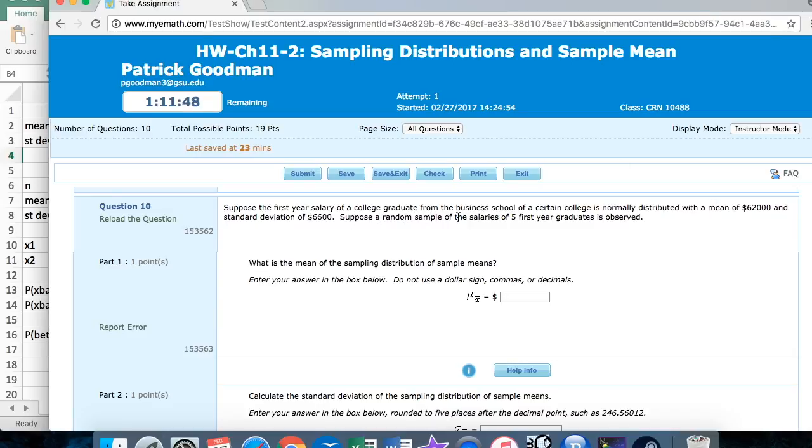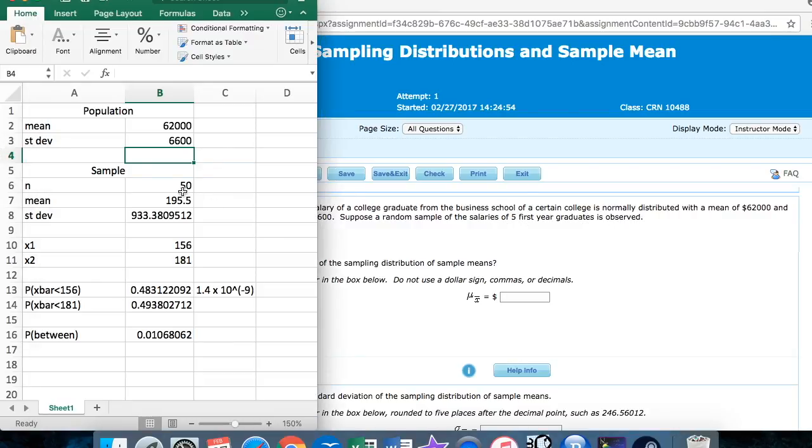Suppose a random sample of the salaries of 5 first-year graduates is observed. So our n is really small, right? It's only 5. So our n is 5. Our mean, well, it's the same thing, right? Remember, our sample mean should be the same thing. And this helps us answer our question, right? So 62,000 is our population mean and also our sample mean.